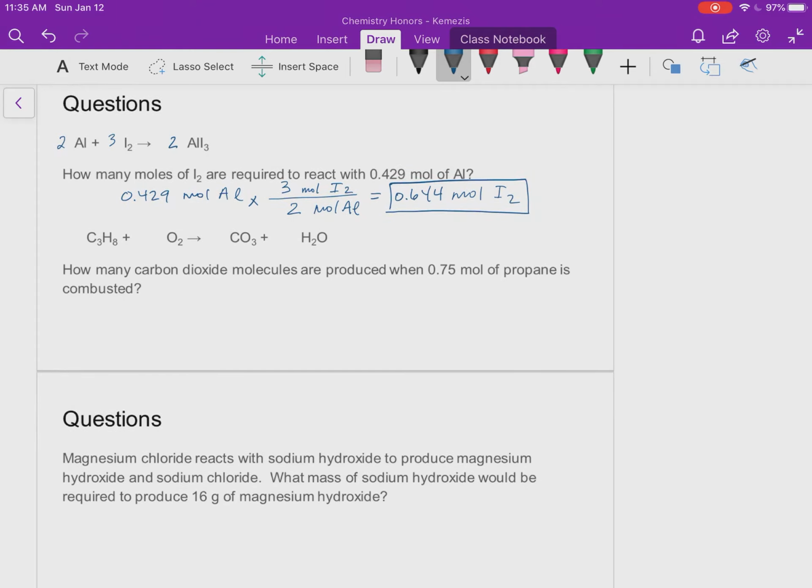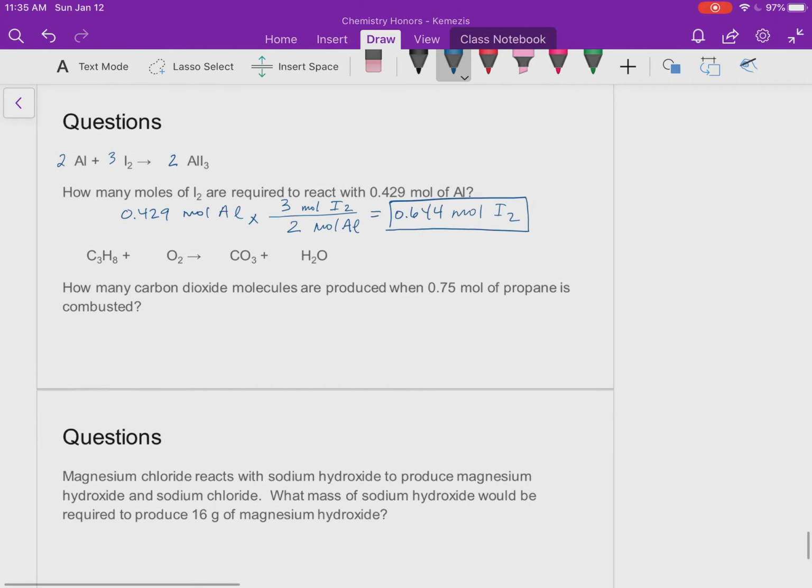Now if we go down here, how many carbon dioxide molecules are produced when 0.75 moles of propane are combusted?